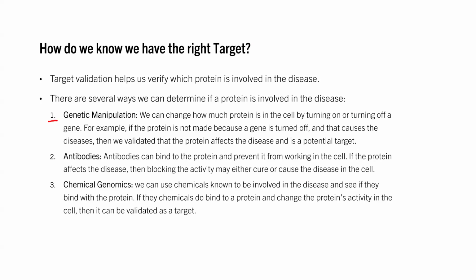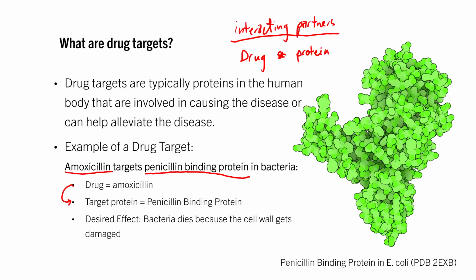One way is we can do what's called genetic manipulation. We can change how much protein is in the cell by turning on or turning off a gene. So what that means is we can try to grow bacteria with and without that protein, the penicillin binding protein, PBP.